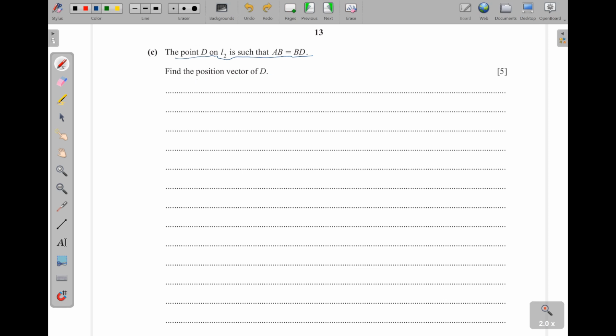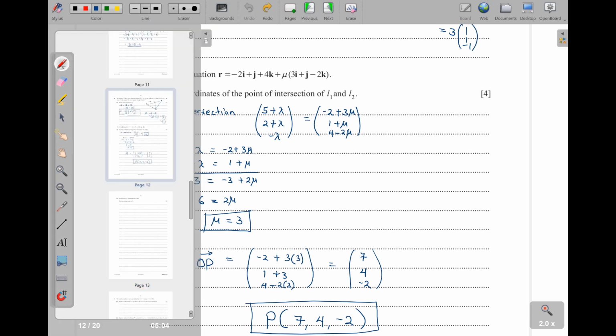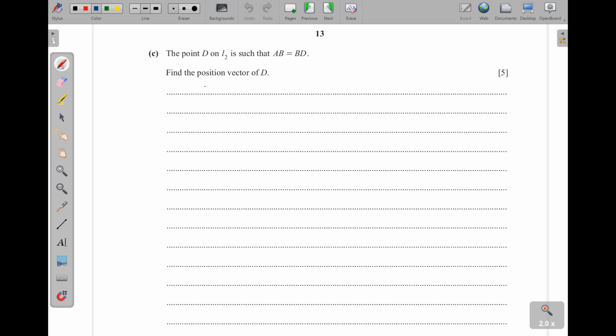That is that. Part C, the point D on L2 is such that AB is equal to BD. Find the position vector of D. Now, if D is on L2, then its coordinates must satisfy the equation of the line L2, okay? And the equation of the line L2 is here, which is this one here. So I'll take this as the coordinate of D, okay? So every coordinate that is on that line must satisfy that. So my OD, the position vector of D, is going to be equal to -2 plus 3 mu, then 1 plus mu, and then 4 minus 2 mu.